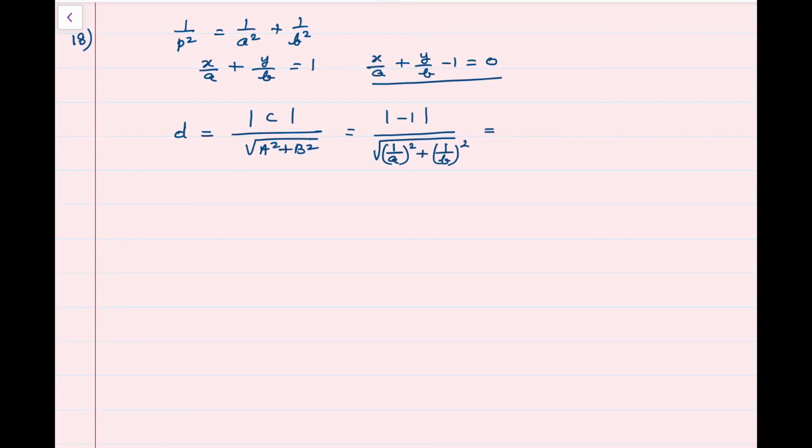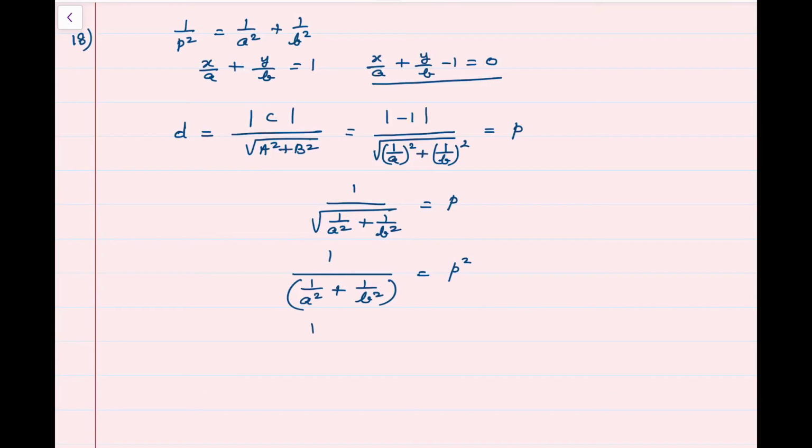And this distance is given as P. Absolute value of minus 1 is 1, divided by root of 1 by A square plus 1 by B square is equal to P. We will square both sides. We get 1 by A square plus 1 by B square is equal to P square. Let us cross multiply. 1 by P square is 1 by A square plus 1 by B square. And this is the result to be proved.